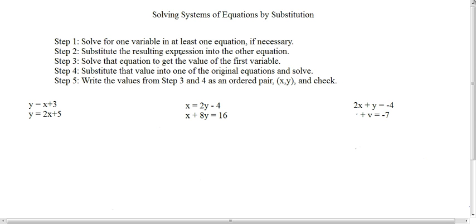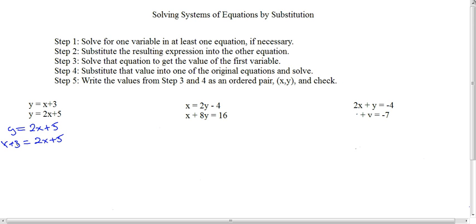It says substitute the resulting expression into the other equation. We're talking about the expressions on the right side of the equal sign, not the entire equation, just the expression on the right. So let's take y is equal to 2x plus 5 and substitute the expression x plus 3 for y. That's going to give us x plus 3 is equal to 2x plus 5. You might have noticed I've already done this prior when we were checking in graphing.